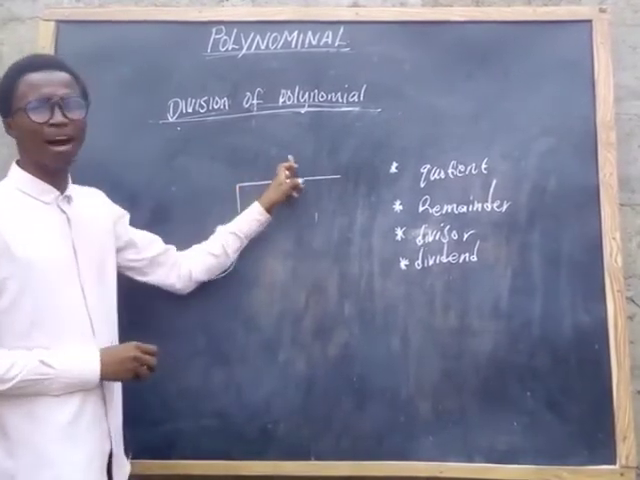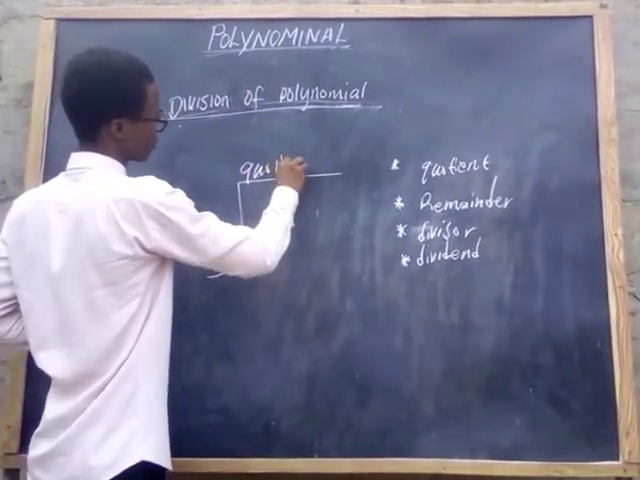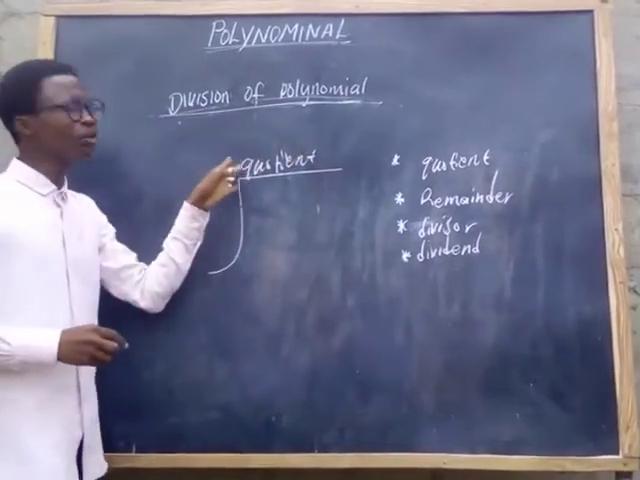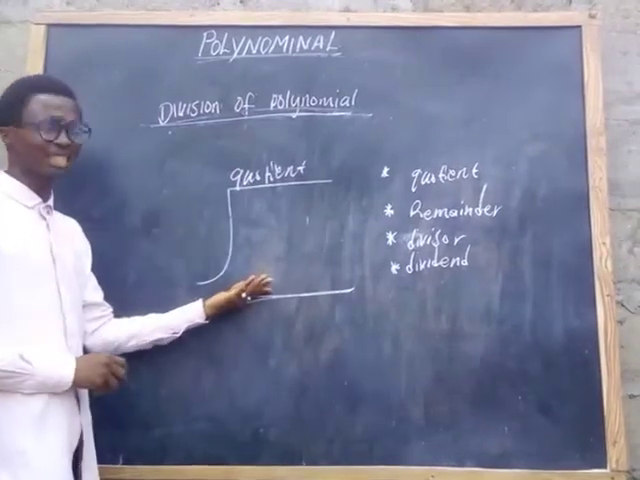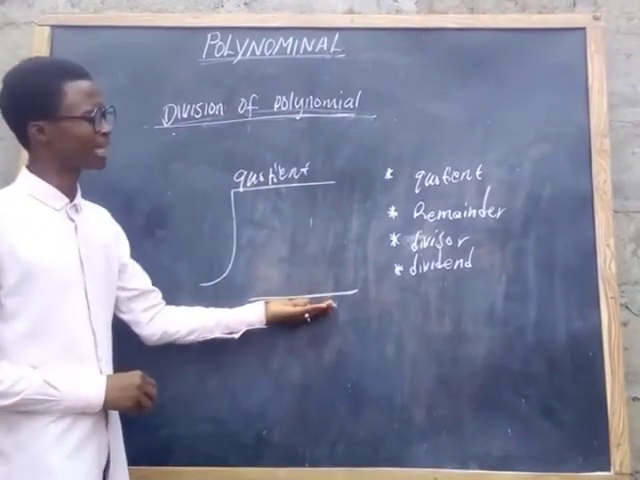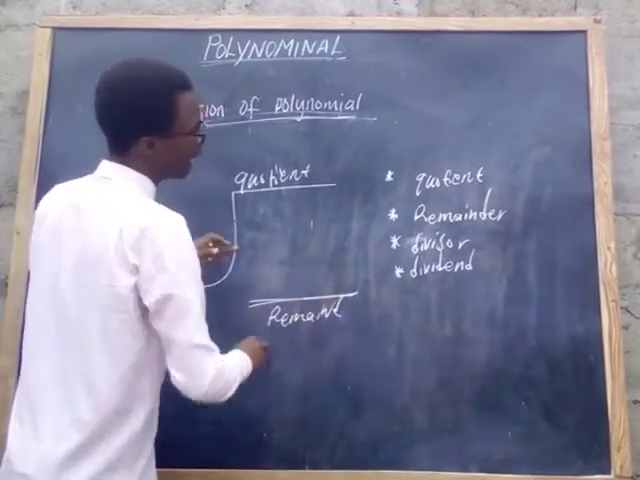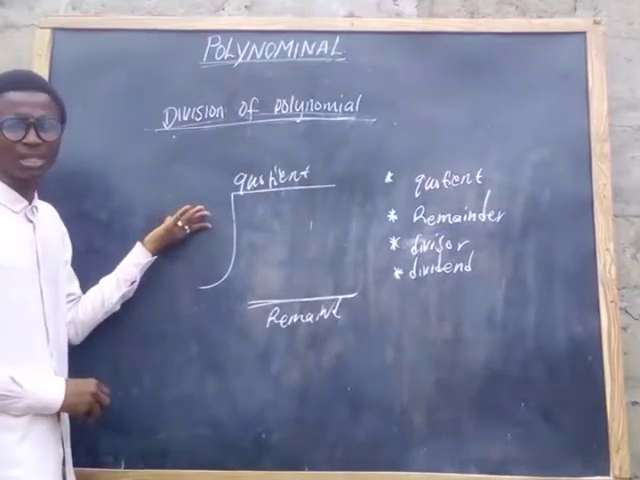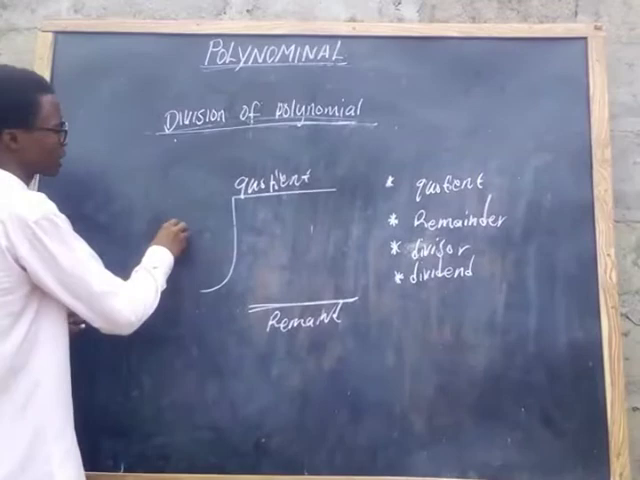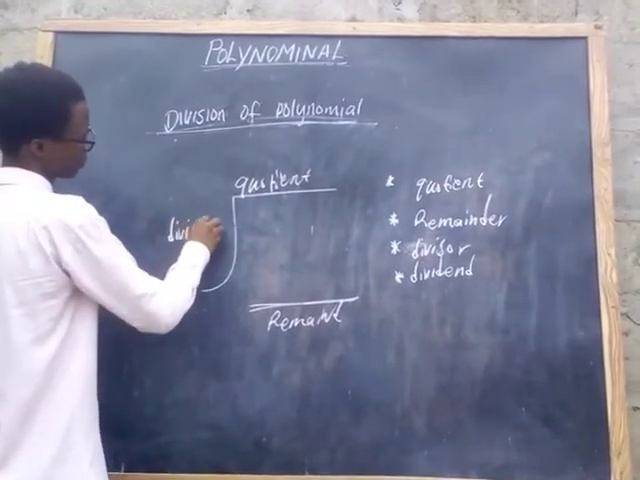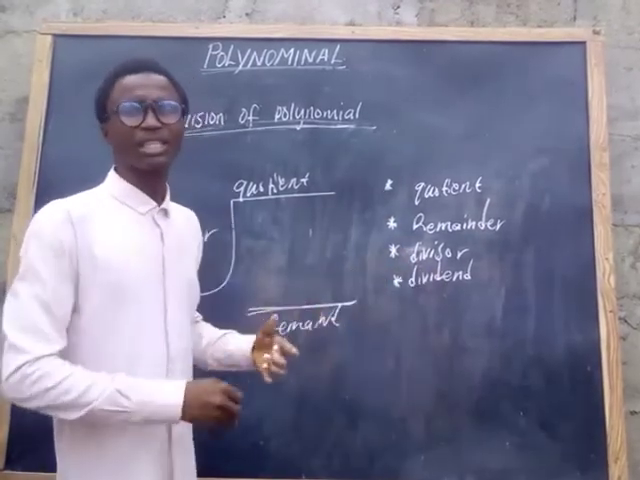Always, the number that you have up here is what we call the quotient. And always, when you are solving, the last number or the last function that you'll be getting is what we call the remainder. The divisor is outside, in other words, the denominator is outside. And the dividend is what we call the numerator.